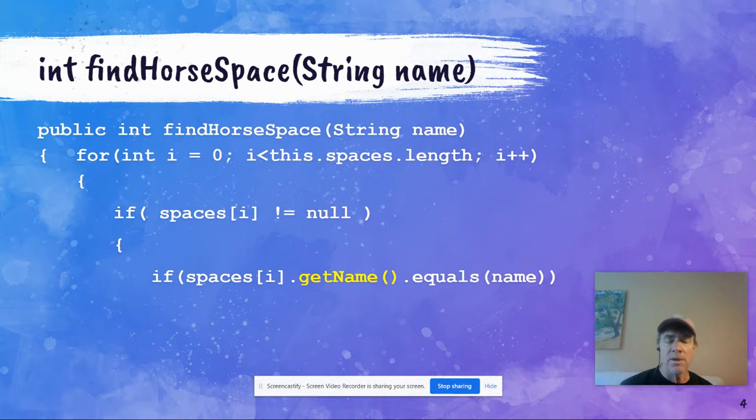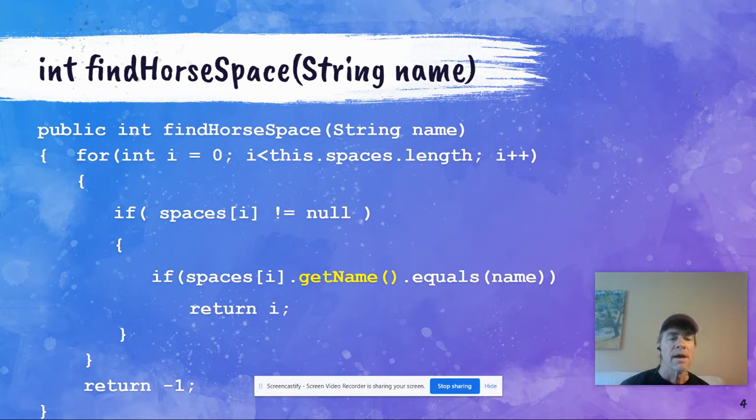So here's how I'm going to do it. I can't just compare. The reason I put this in yellow was that it's tempting to say, oh, well, if spaces at i equals name. But remember that these are horse objects. They're not strings. So I've got to call the getter for that horse object and get the name of that. Does that equal the parameter? And if that is true, then I can return it.